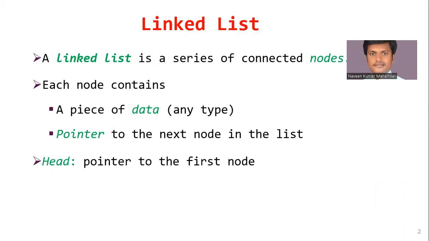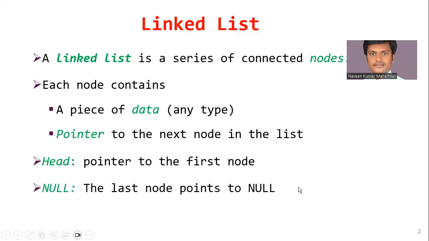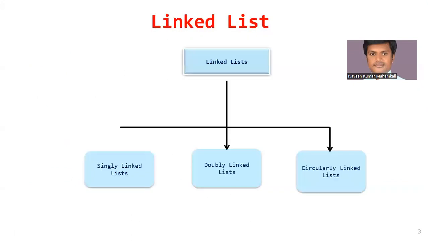So each linked list has a head pointer. It always points to the first node in the linked list. Similarly, the last node always points to null, which indicates that it is the last node, meaning the linked list ends there. There are three types of linked lists: singly linked list, doubly linked list, and circularly linked list. We will try to understand the singly linked list.